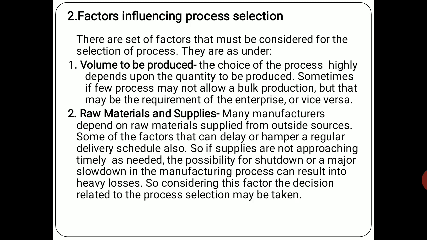That is why the volume to be produced, the end product that is to be produced, has to be considered first, right? Then comes raw materials and supplies. That means if you are producing a product, what set of inputs, what set of raw materials will you require, what type of supplies will you require, that is also to be decided. So many manufacturers depend on raw materials supplied from outside, that is, we call it outsourcing, right?